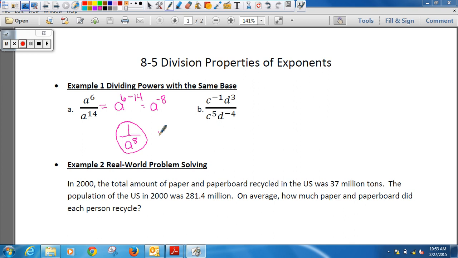So in multiplication, if we remember, with the same base we added the exponents. On power to power, we multiplied the exponents. On division, again, you keep the base that they have in common, but you are going to subtract the exponents.